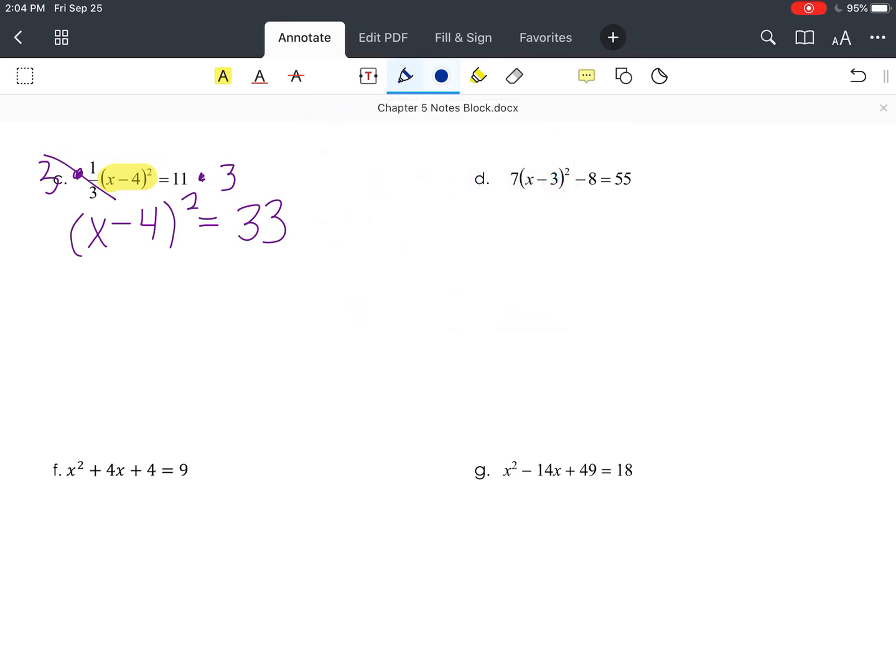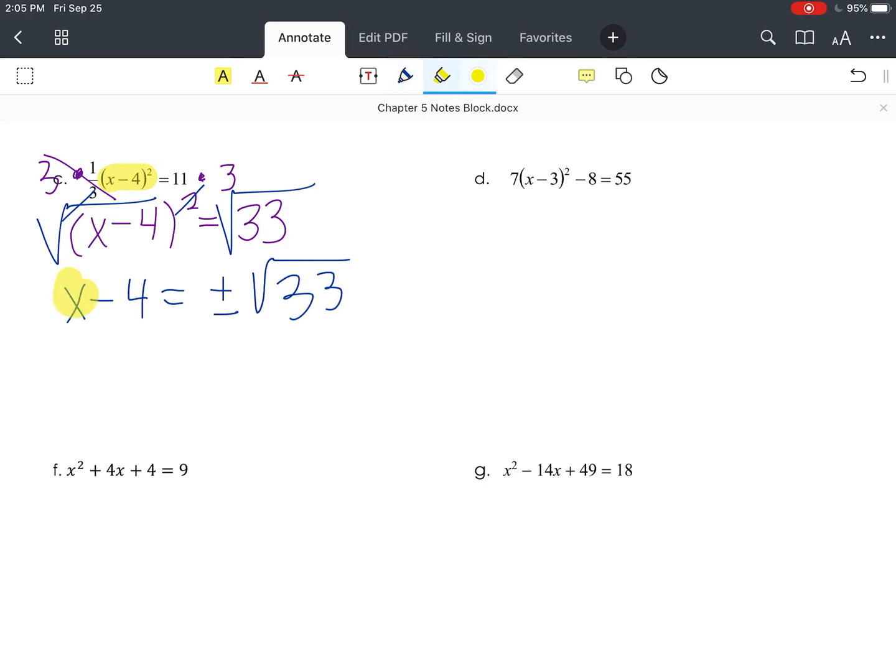Now, my squared term's by itself, so I can take the square root of it. So I'm going to square root both sides, and I'll be left with x minus 4 equals plus or minus the square root of 33. The only two numbers that multiply to 33 are 3 and 11, so this can't be simplified any further. The last thing I need to do is just get x by itself. To get x by itself, I'm going to add 4. So x is equal to 4 plus or minus the square root of 33. And again, that is 2 separate answers.